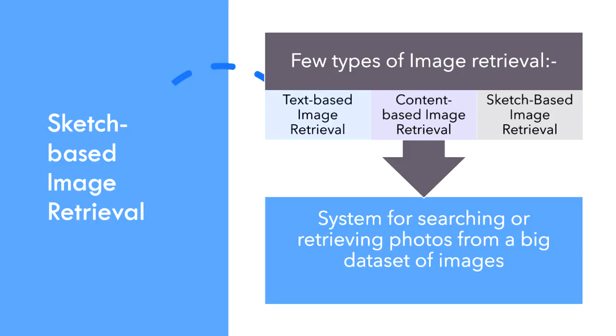For the literature review, we go through the sketch-based image retrieval explanation. There are a few types of image retrieval. The first one is text-based image retrieval, which we commonly use like Google Images, where we put the name of the object that we want to search and the result will appear like the object that we searched. The second is content-based image retrieval, CBIR, like I explained just now, where we put in an image to detect the image, and the third one is sketch-based image retrieval that we are currently using. So basically, image retrieval is a system for searching or retrieving photos from a big dataset of images.